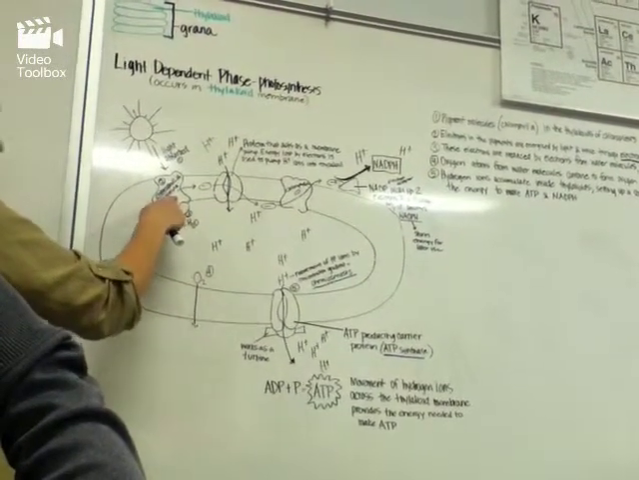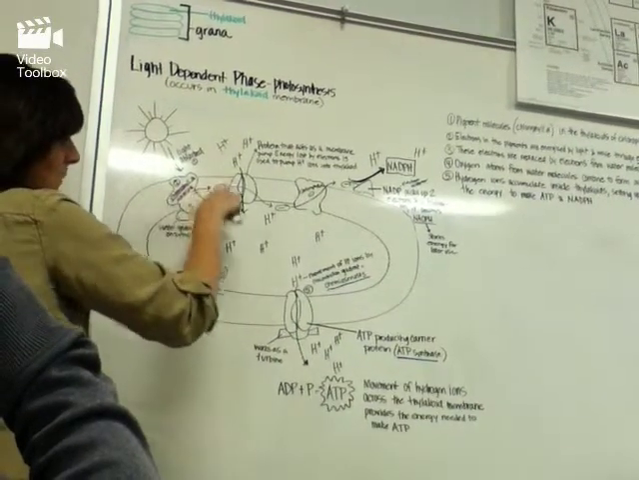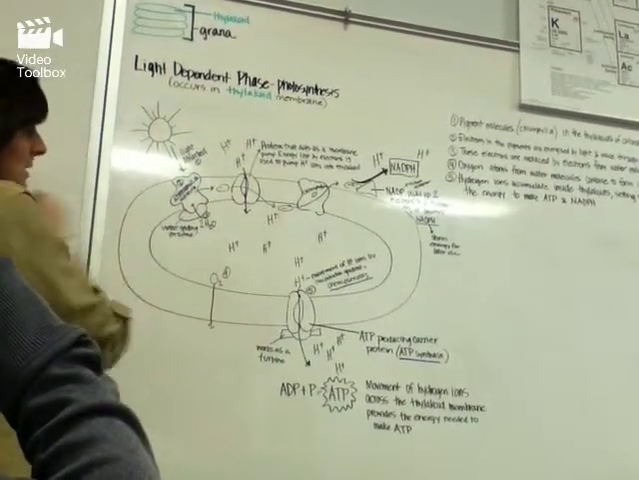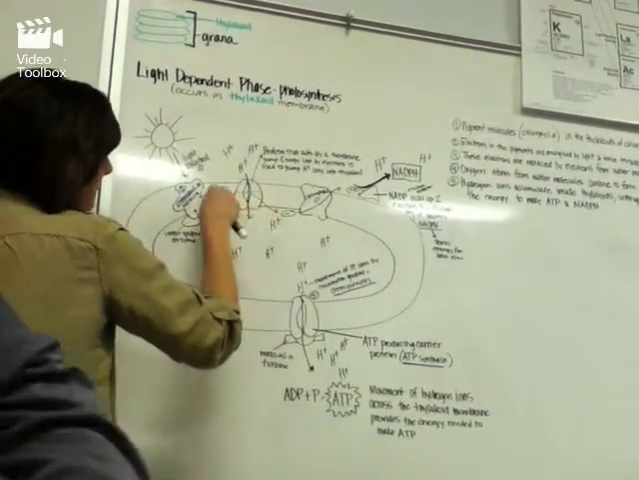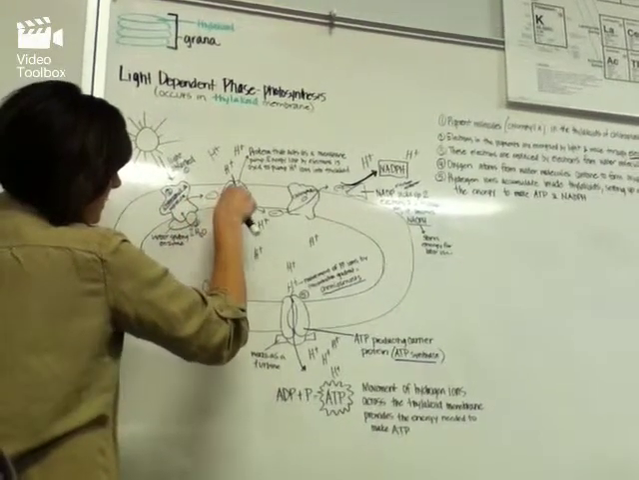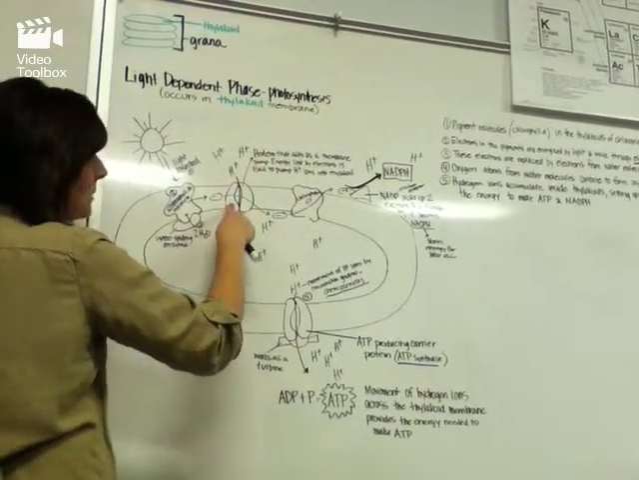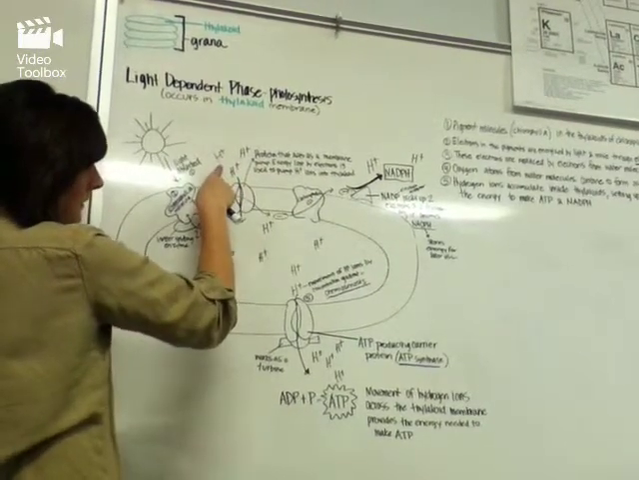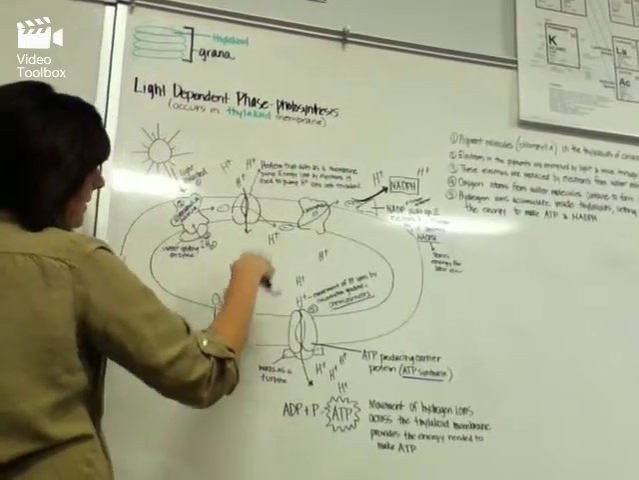So the electrons get excited, and what do they want to do? They want to get out of there. They want to leave, yeah. So this electron transport chain, which is just a series of proteins, picks them up and moves them over here to this protein, and this protein acts as a pump. All it wants to do is pump hydrogen ions into the thylakoid. That's all it wants to do.